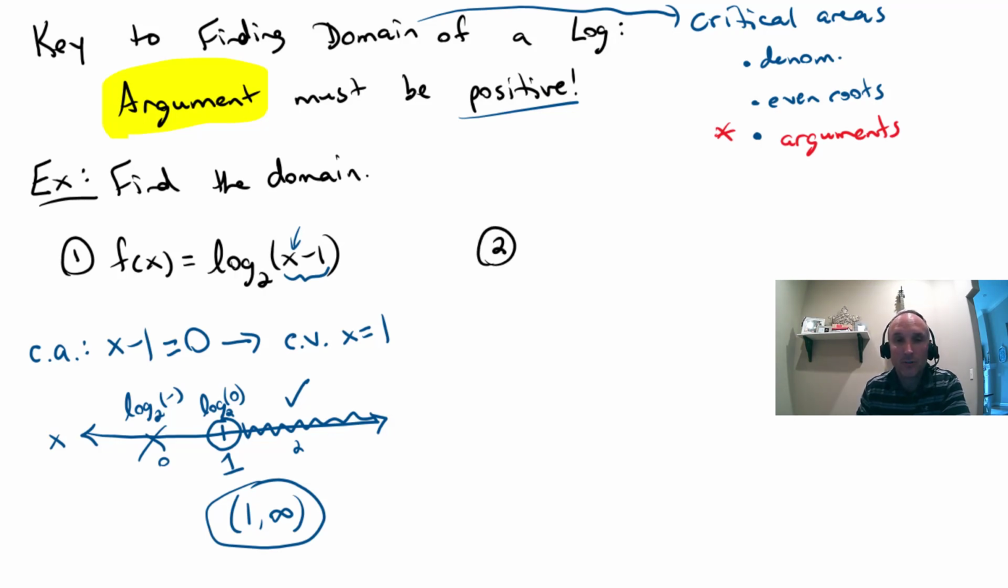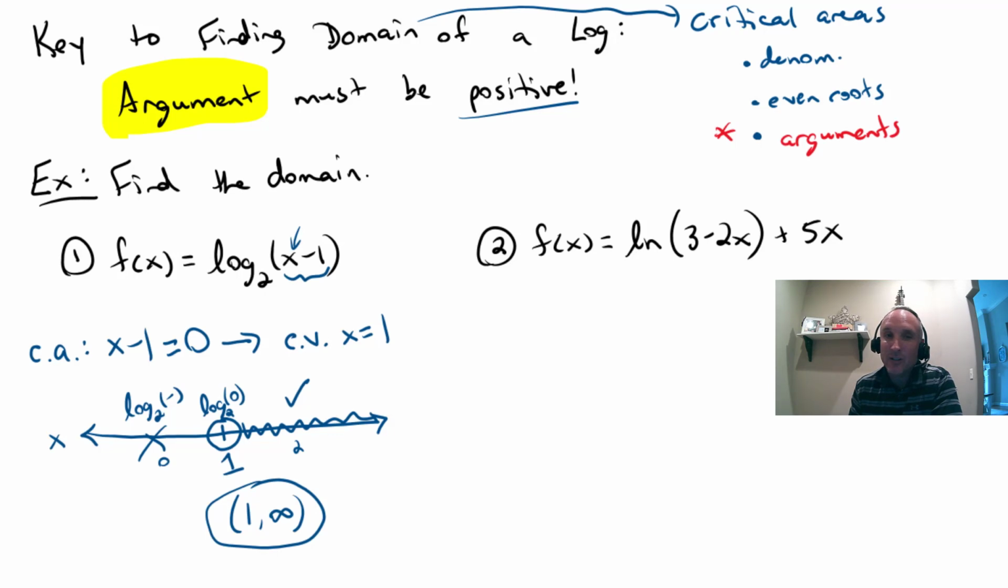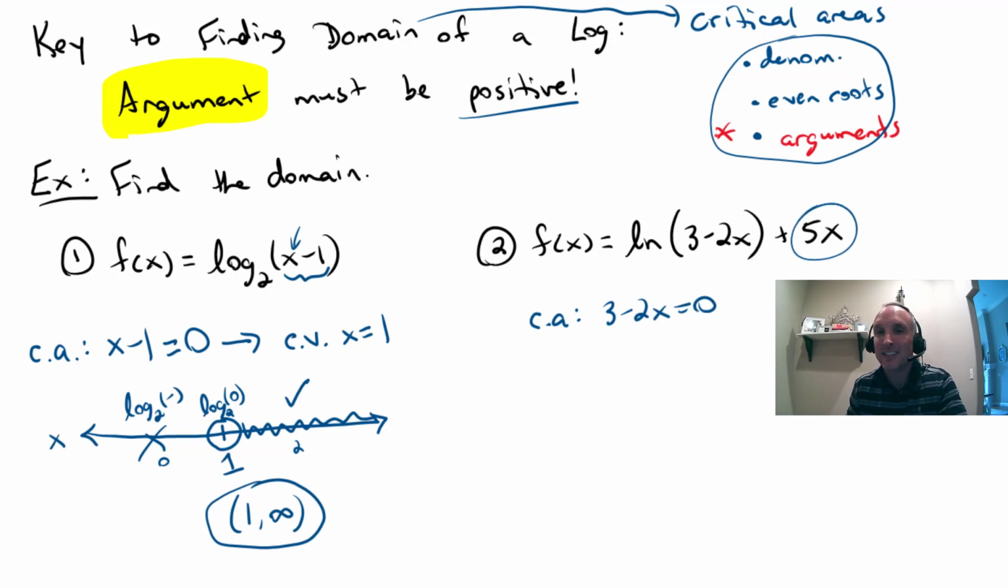Let's try another one. f of x equals the natural log of 3 minus 2x. And you know what? Let's throw in a plus 5x out here. Domain is x values. If I want to find domain, I need to figure out all my critical areas: denominators, even roots, arguments. In this case, my critical area is only the argument, 3 minus 2x. 5x, even though it has an x in it, is not a critical area. There's nothing to worry about over there.